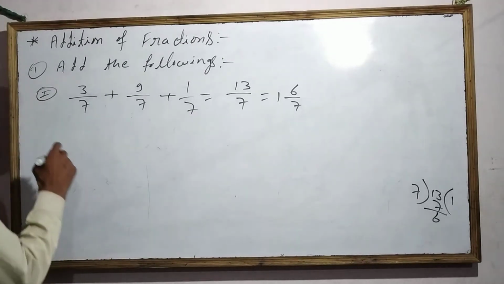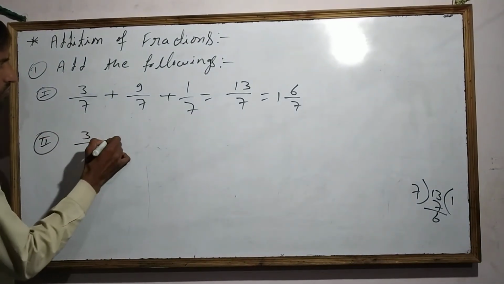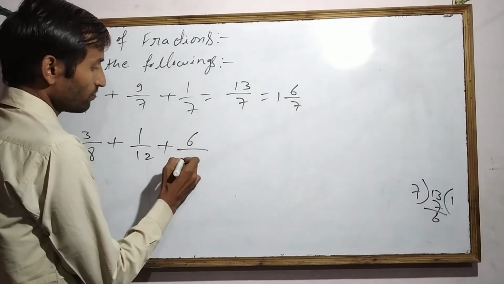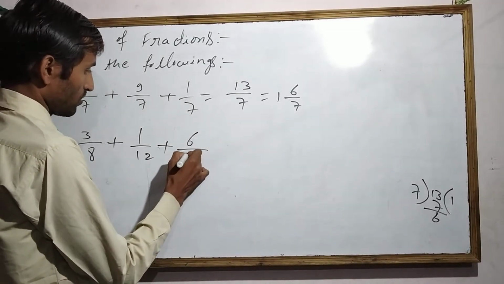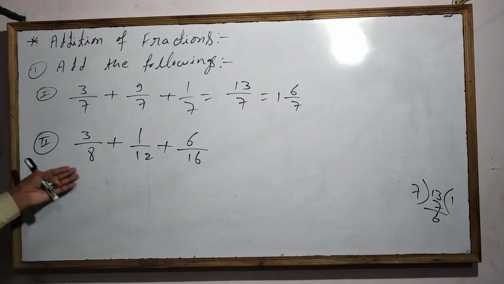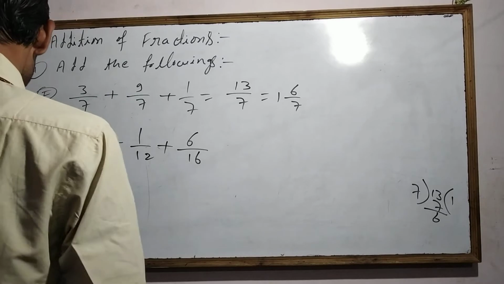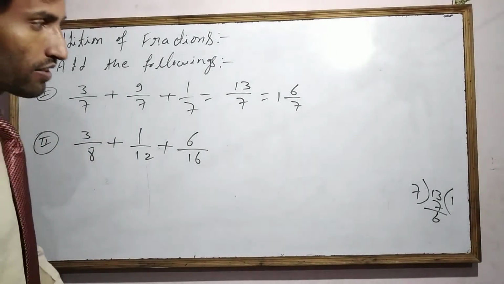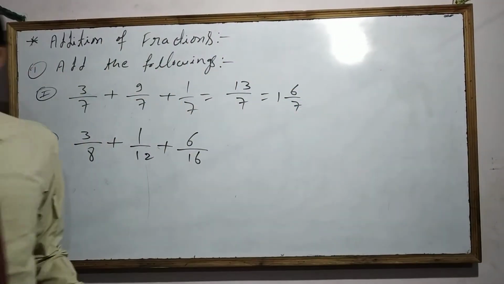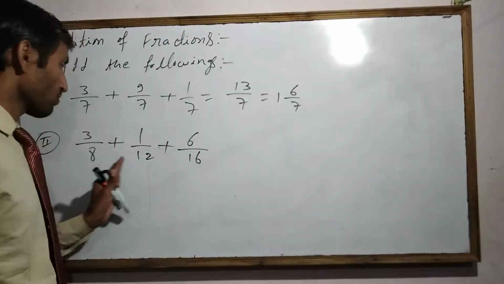So after then second part, 3 upon 8 plus 1 upon 12 plus 6 upon 16. So this type of fraction will come, means unlike fractions. These are the unlike fractions. So how we will add this? We will not add directly. For that we have to take LCM again. We have to convert to like fractions, then we have to add. If like fractions are not given, then in this case we have to take LCM of denominators.